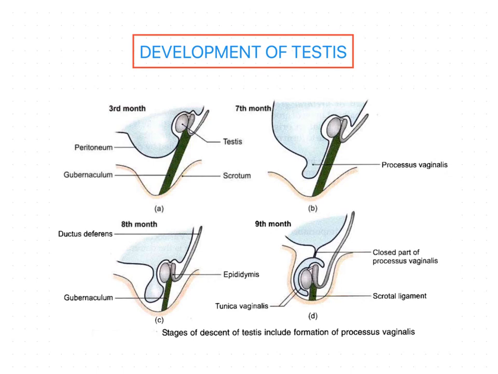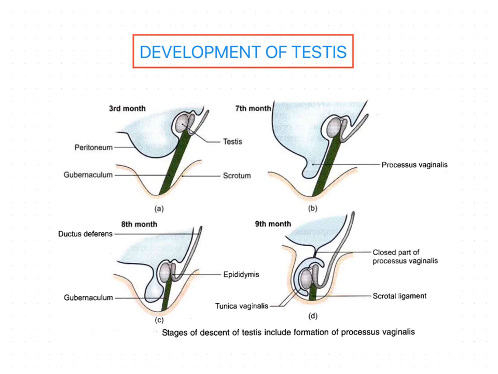If you see the descent of the testis, it develops in relation to the developing mesonephros at the level of segments T10 to T12. That means this testis will develop medial to the developing mesonephros in the lumbar region. Okay. Now, afterwards, they descend to reach the scrotum.